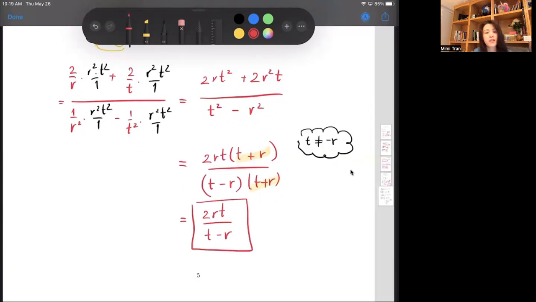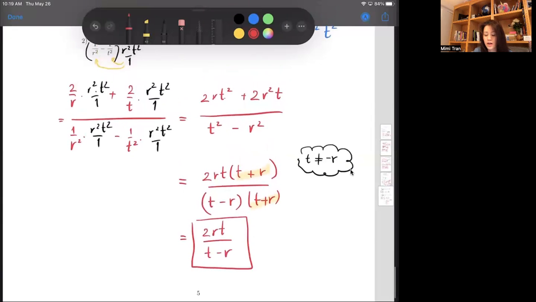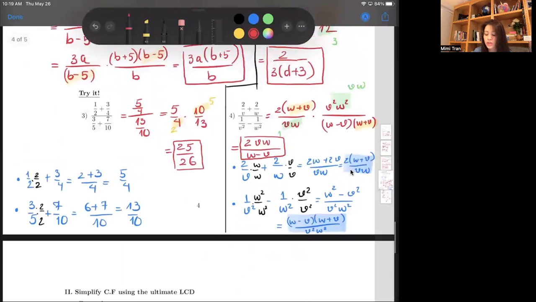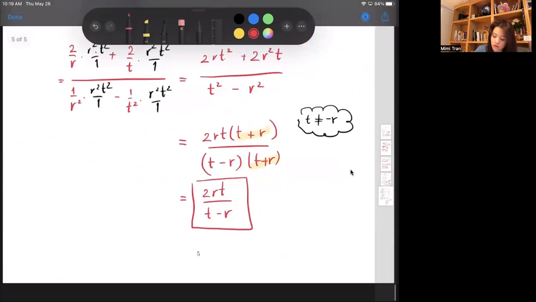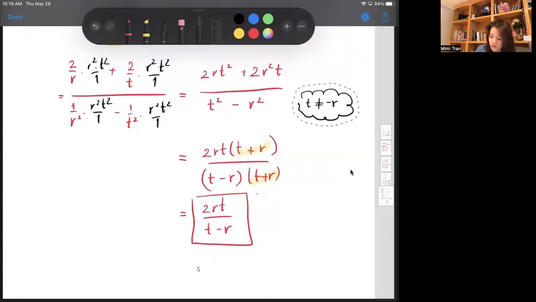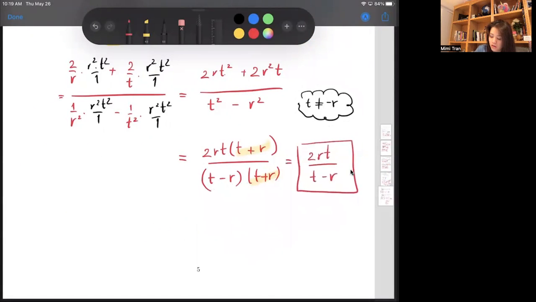So this is the second method. Now, if you don't believe me, allow me to redo number 4 using the second method. Let me do it down here. I wish I didn't write so large. I always do that. So number 4, redo number 4. I'll use purple.